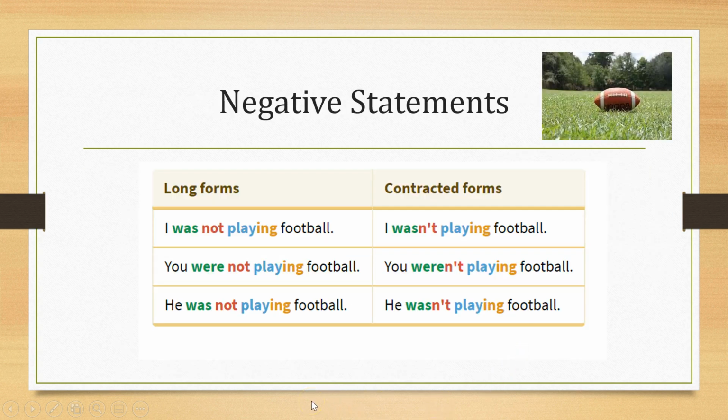The negative looks like this, and you are able to make a contraction. So I was not playing football. I wasn't playing football. You were not playing football. You weren't playing football. He was not playing football. He wasn't playing football. So the negative not goes in between the be verb was and were and the ing verb.